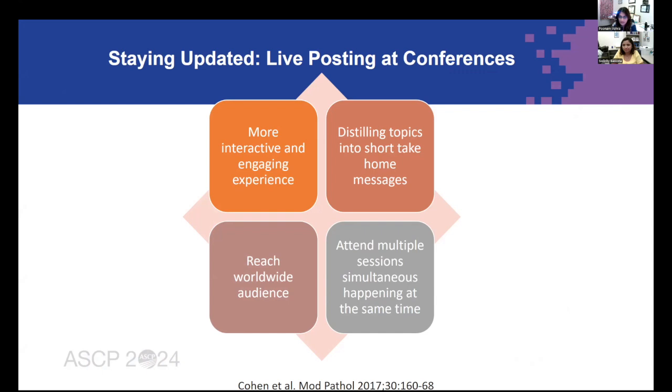And another major advantage of this is you can attend multiple sessions happening simultaneously. For example, during an online conference, you can keep up with multiple presentations through updates, videos and discussions. This way you won't miss out on everything which is happening at the same time. And I'll show you a few examples of the benefits of live posting.